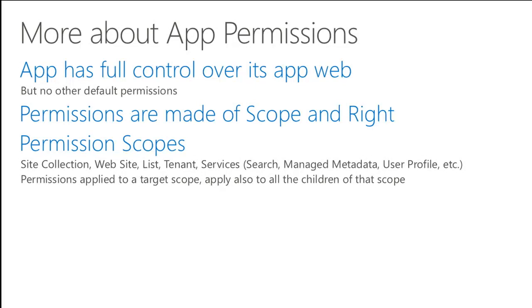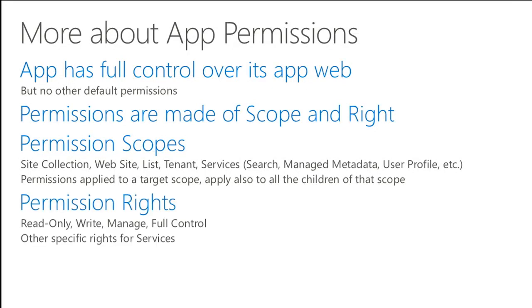But when you select a scope, that scope will have a specific set of rights that you can configure, you can request in your app manifest. And those rights depend on the scope. So, for instance, you could have the read-only, the write, the manage, and the full control rights for website, list, tenant, site collection, and so on. Or you could have the right to use the search engine when you are defining a permission request with the scope of the search service. Or you can access the user profile information if you want to use the user profile service, and so on.